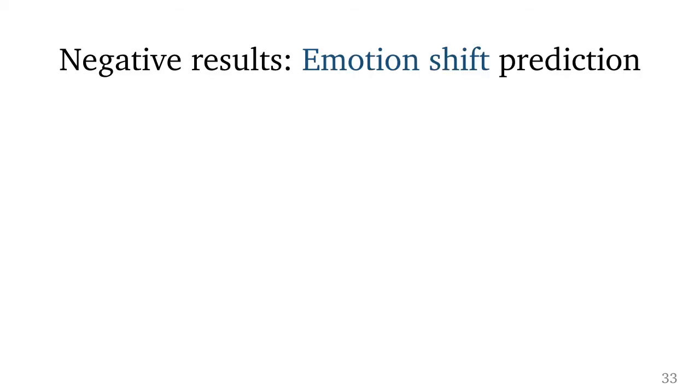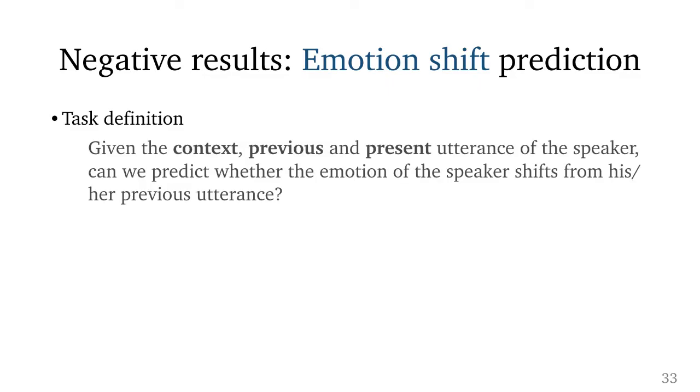Okay. Now, emotion shift prediction, the negative result. Here is the task definition. Given the context, and the previous and present utterance of the speaker, can we predict whether the emotion of the speaker shifts from his or her previous utterance? This is the task definition.